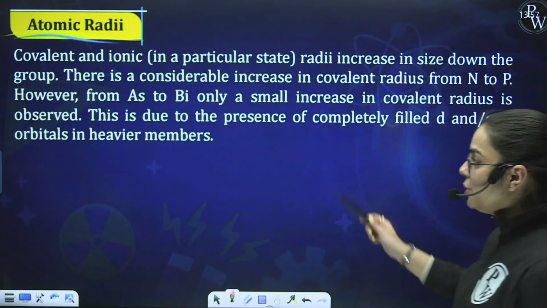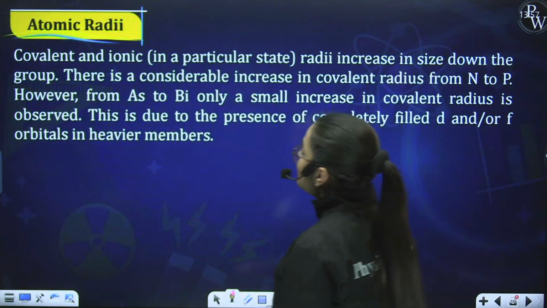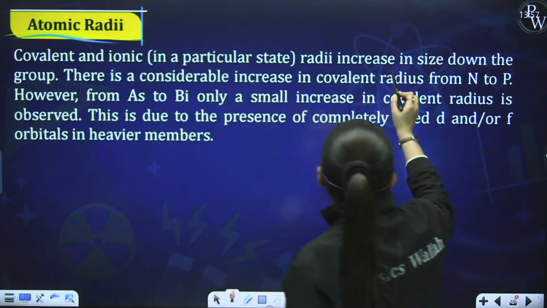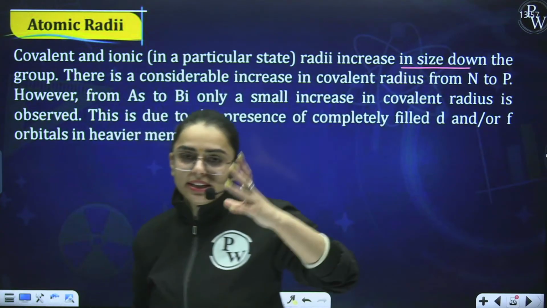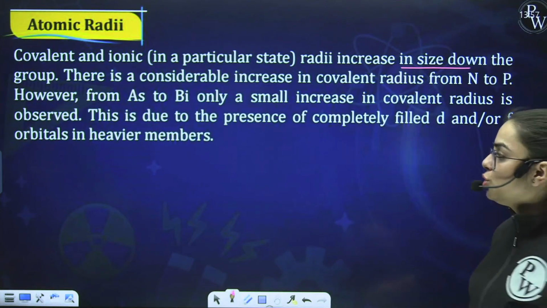So over here, when you read it from your NCERT, what they have told you with respect to atomic radius, covalent and ionic. Now these are the types of atomic radius. In a particular state, radii increase in size down the group. So they are saying the covalent and the ionic radii, when we talk about the atomic radii, will increase down the group as you move.